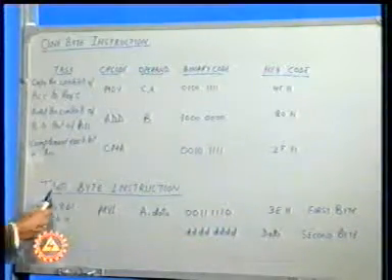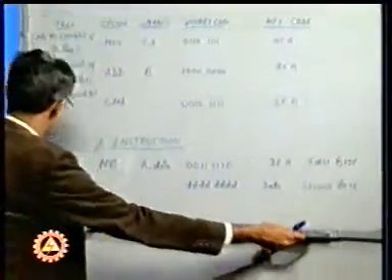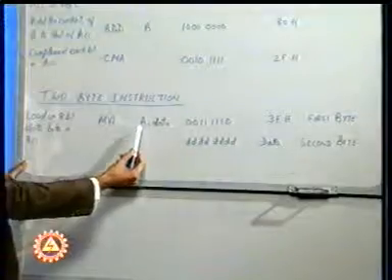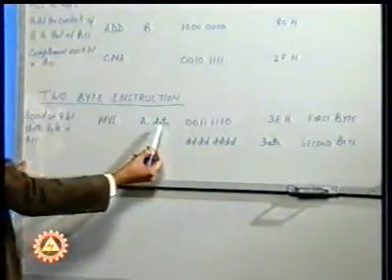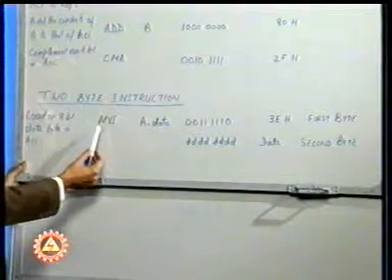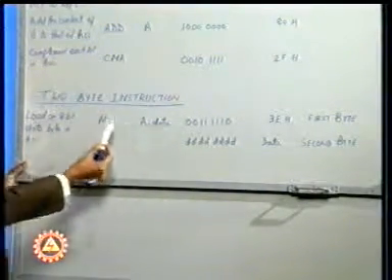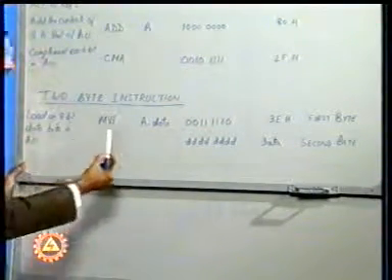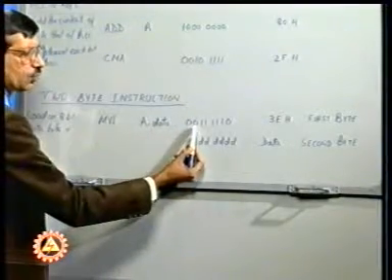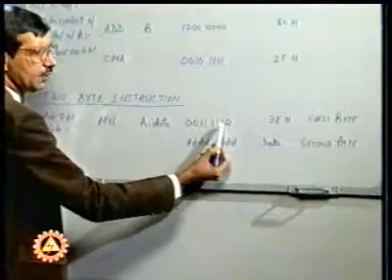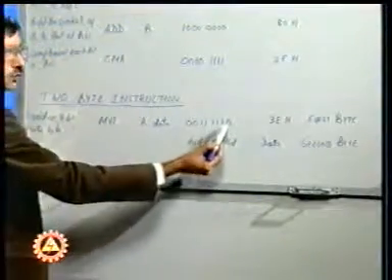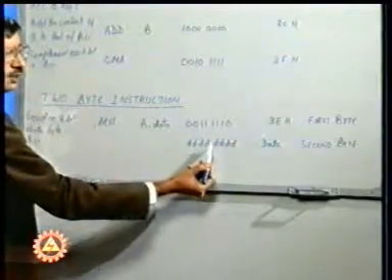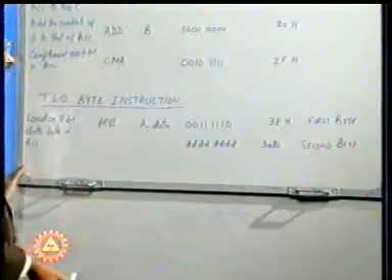Let us look at 2-byte instructions now. It has got 2 bytes. First byte is corresponding to the opcode and second byte is corresponding to the operand. This particular instruction, that is MVI A, data, means load an 8-bit data byte in the accumulator. The opcode for this is 0011 1110. This is corresponding to the first byte. And the second byte is corresponding to the data, for which I have written here DD to indicate that it's the data.